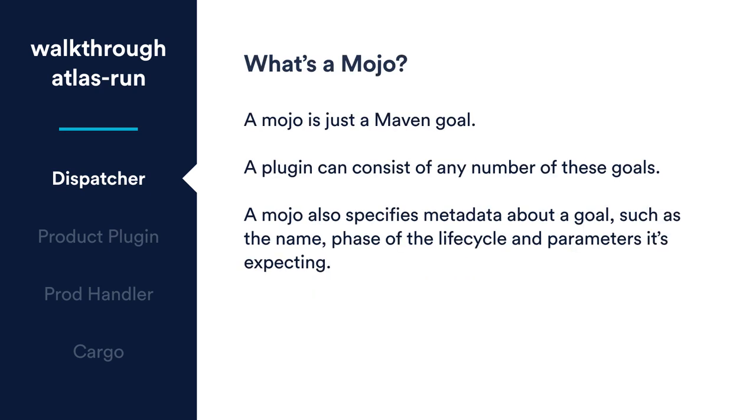I just mentioned Mojo a few times there. I'm betting some of you are wondering what a Mojo is. A Mojo is simply a Maven goal. A plugin can consist of any number of these goals. A Mojo can also specify metadata about a goal, such as the name, phase of the lifecycle, and parameters it's expecting. At its simplest, it could just be a single class representing one plugin's goal. AMPS is, as you can imagine, much more complex and has Mojos corresponding to many of the Atlas commands, as well as Mojos for behind-the-scenes tasks specific to each different Atlassian server product which AMPS has used.